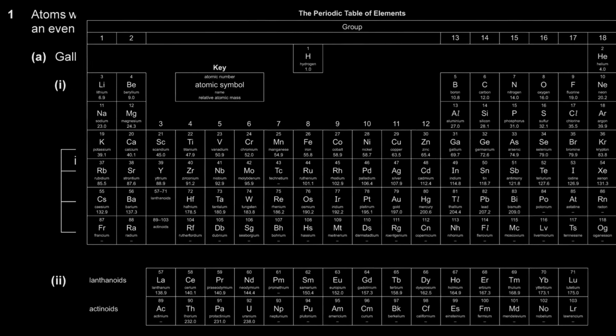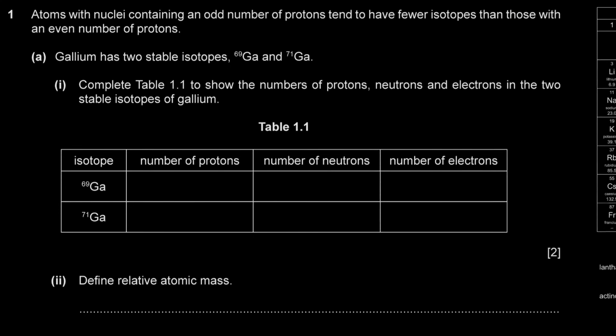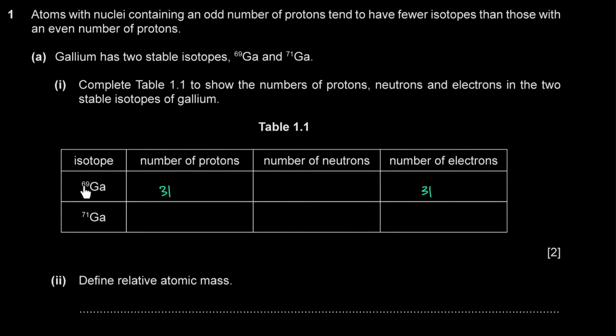So if we look at the periodic table, gallium has the atomic number 31, right? It's in group 13. So gallium has atomic number 31, that's the proton number. So there's 31 protons. It's a neutral atom, so it has the same number of electrons. And the nucleon number for gallium-69 is protons plus neutrons, right? So if we have 31 protons, we have 69 minus 31, that is 38 neutrons.